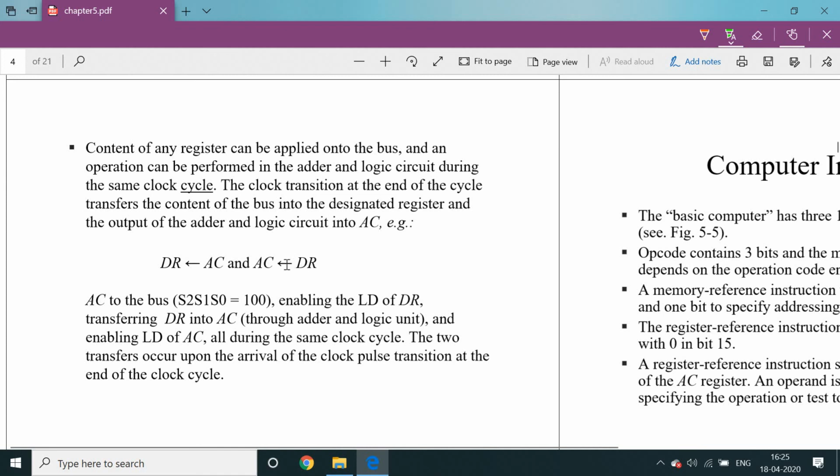Here the arrow indicates the direction of data flow. The data register's binary value is transferred to the accumulator register. When that happens, the control signals S0, S1, S2 carry the 100 control input, all during the same clock cycle. The two transfers occur upon arrival of the clock pulse transition at the end of the clock cycle.